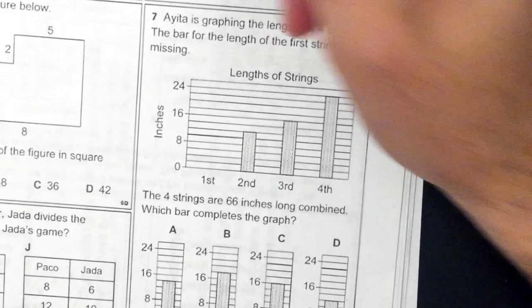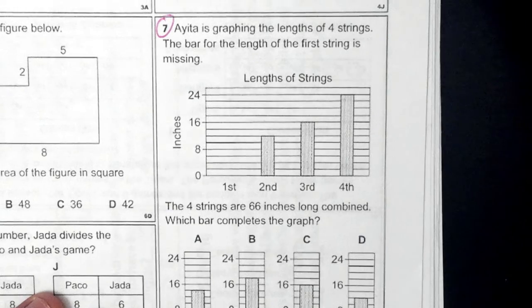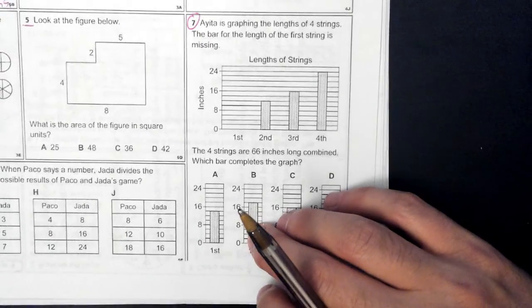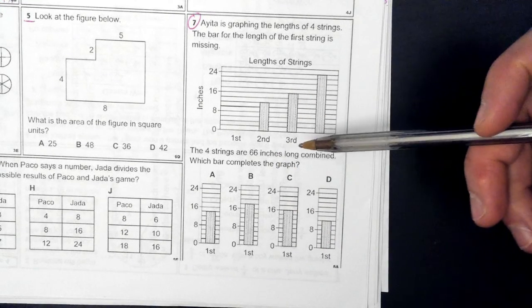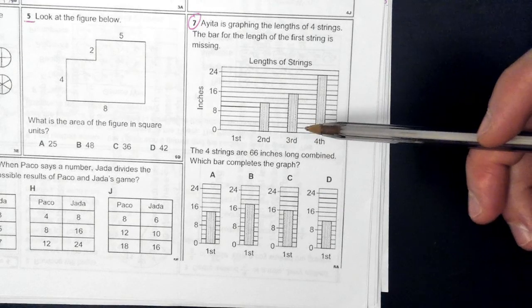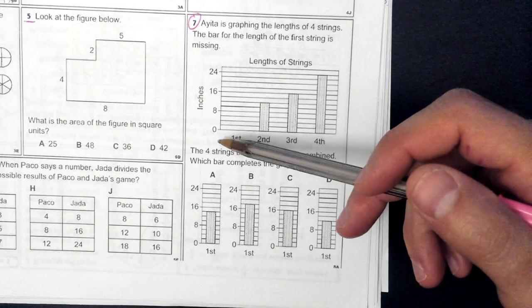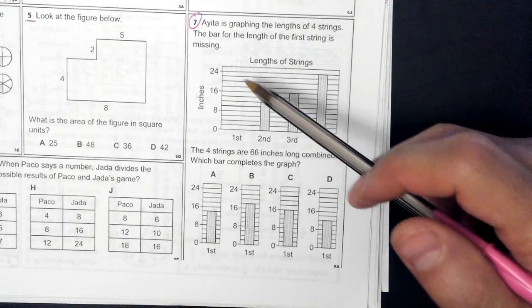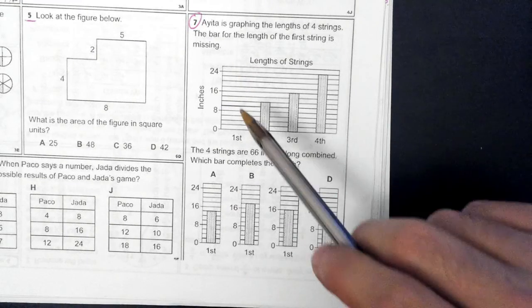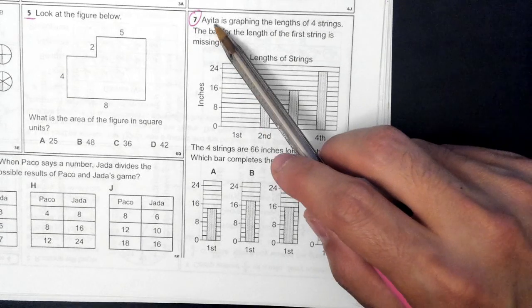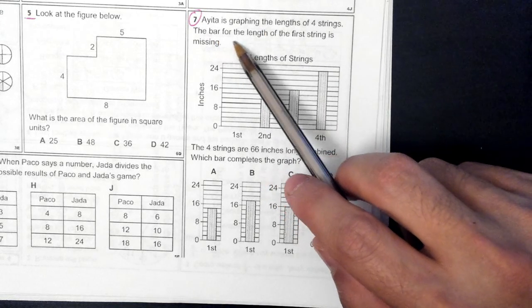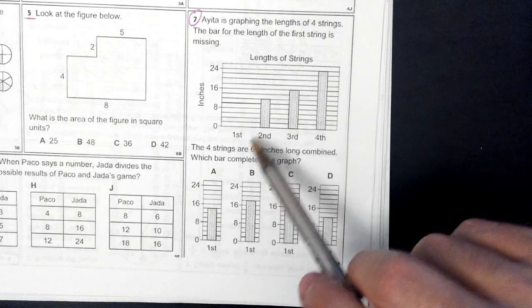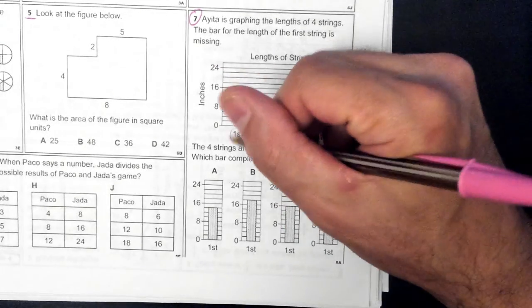Let's look at number 7. Alright, we've got a bar graph here. Remember, the first thing you're going to do with a bar graph, after you read, of course, is to label your totals. And in order to label your totals, you got to look at your scale. Alright? So let's be really careful when we're doing that, and hopefully you were already, since this is review. First, let's read. Aida is graphing the lengths of 4 strings. The bar for the length of the first string is missing. Alright, so this bar is missing. This is what we're looking for.